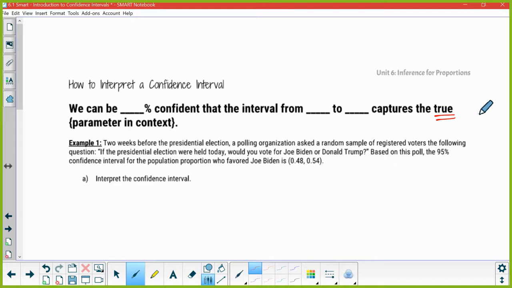That is very, very important because we are trying to use a sample statistic to estimate a population parameter, the true population parameter. And it's going to be the parameter in context. In our case, again, we are dealing with proportions. And it is very, very important you have context. What are you talking about? What is the interval actually describing? That is a key thing in a response on the AP exam.